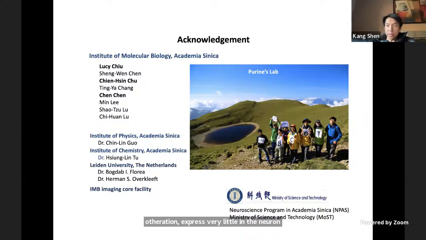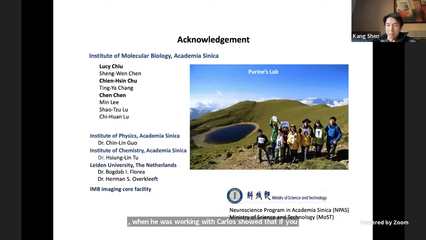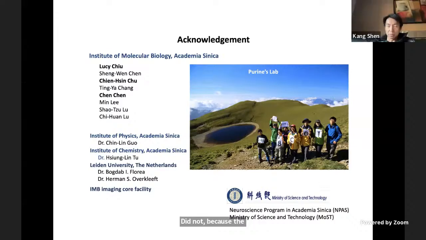What really caught my eye was the abundance of actin structures in hard cultures and the lack of those filopodia that are very much enriched in actin in your soft cultures. This reminded me of the results that Frank Bradke showed many years ago, when he was working with Carlos, that if you depolymerize the actin, make it more dynamic, then you can make the growth cone become the axon. I just wonder whether you have repeated that experiment in your cultures. Yeah, I think if I do it in the soft gel condition, I might not be able to see this robust phenomenon because the actin already is not very strong there. Yeah, got it. Okay, great. Thank you.